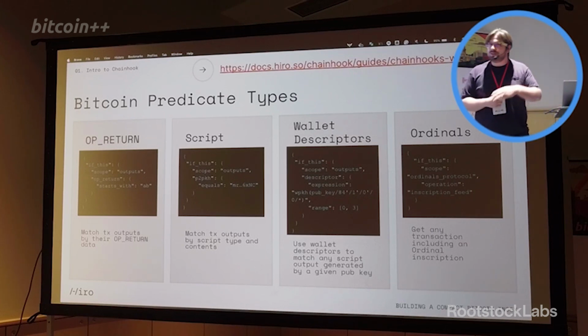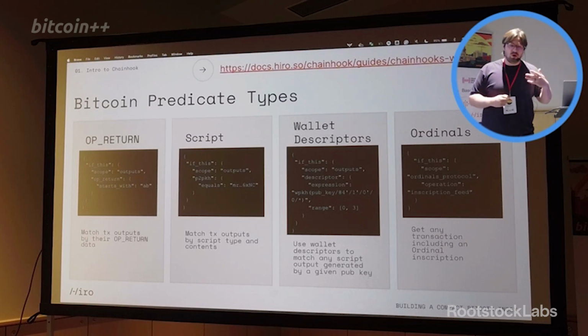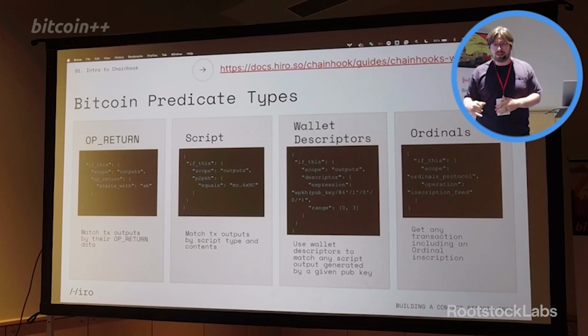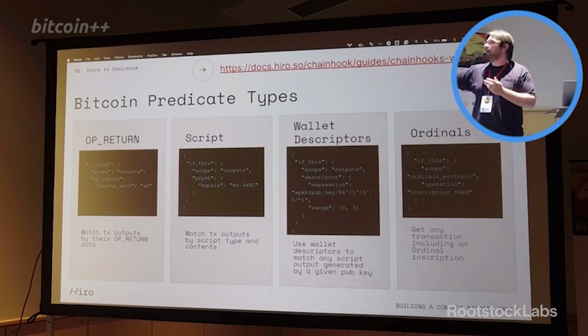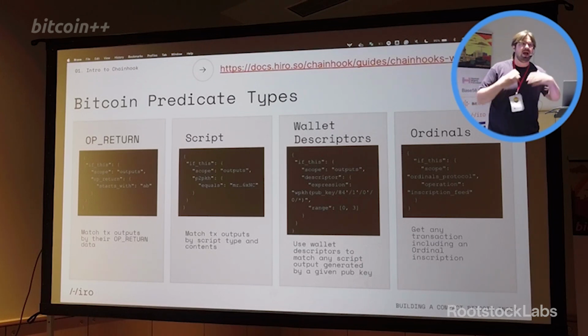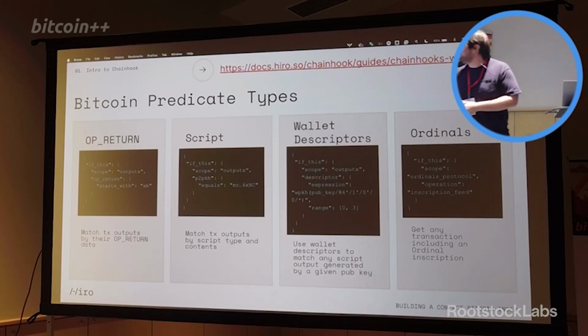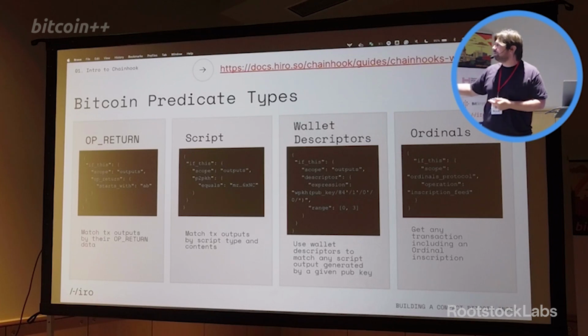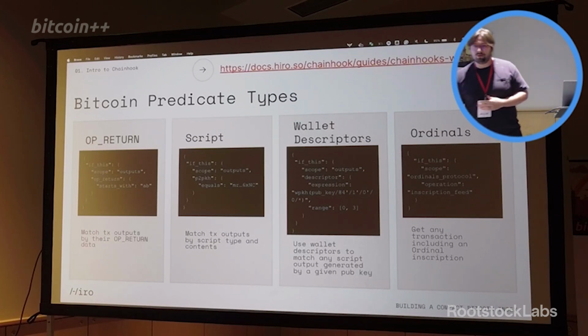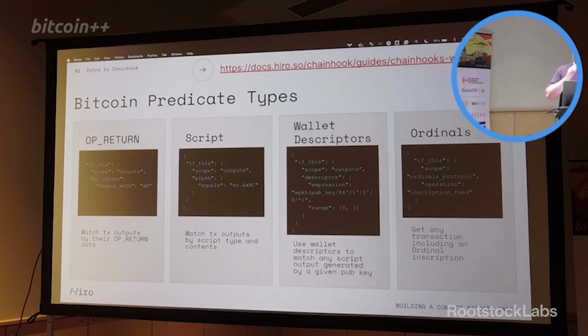So with this, you can set up a predicate that says, I want all addresses that could ever be generated for this public key with this script type. So if I want to see every transaction that my public key could ever make, you can set up a predicate and always be notified about that. And then also we have stuff for ordinals. There's ordinals protocol filtering that you can do. That powers a tool that we make called ordhook.